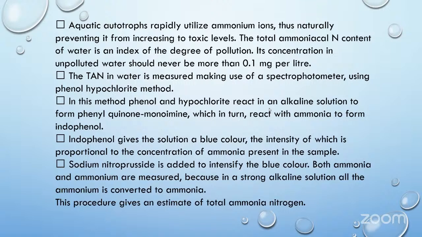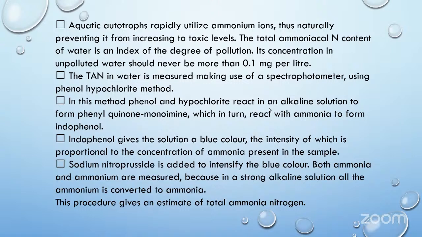Aquatic autotrophs rapidly utilize ammonium ions, thus naturally preventing it from increasing to toxic levels. The total ammoniacal content of water is an index of the degree of pollution. Its concentration in unpolluted water should never be more than 0.1 mg per liter. The TAN in water is measured using a spectrophotometer with the phenol hypochlorite method.